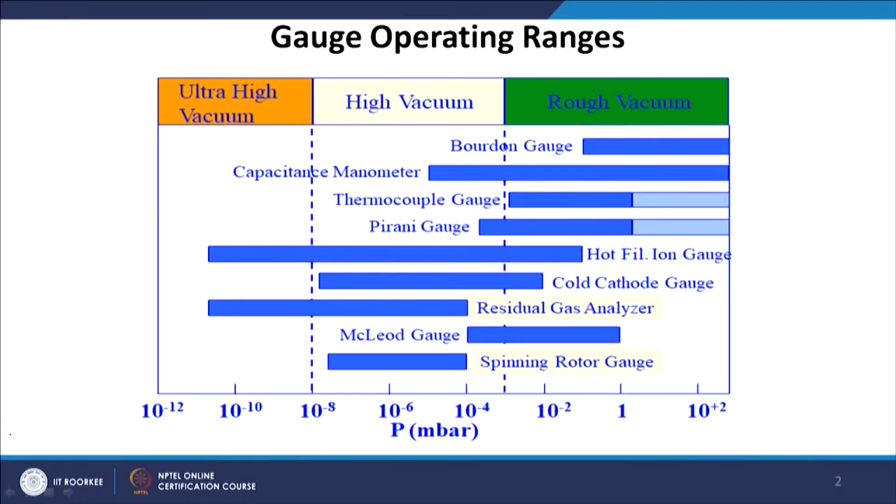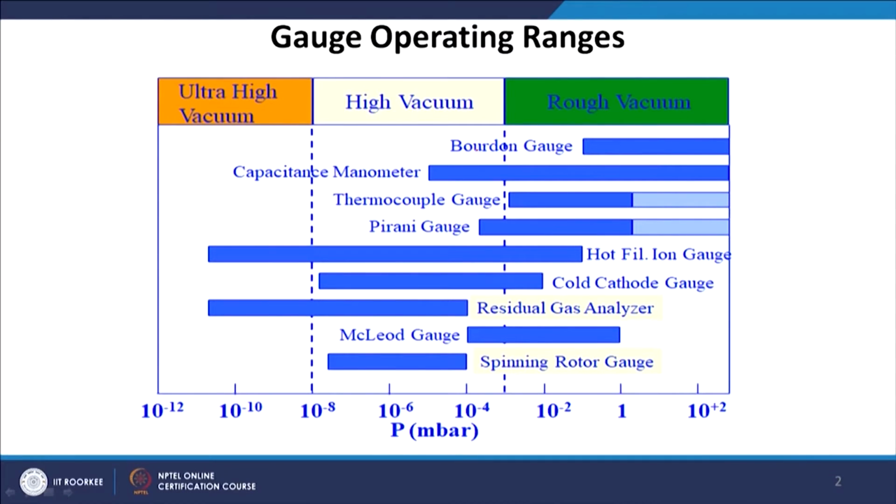There are some gauges which work in the rough vacuum range, some which work in the high vacuum range, and some which work in the ultra high vacuum range. Here in this chart we are showing the different kinds of gauges used for the different vacuum regions. For example, you can see that the Bourdon gauge is used for the rough vacuum, and this is one of the very oldest gauges.